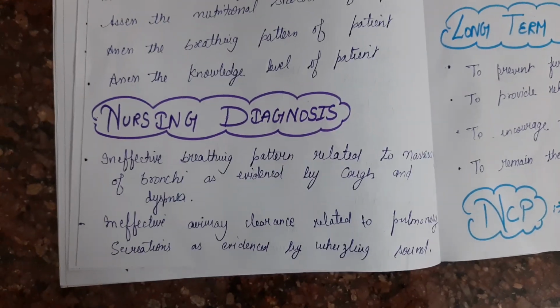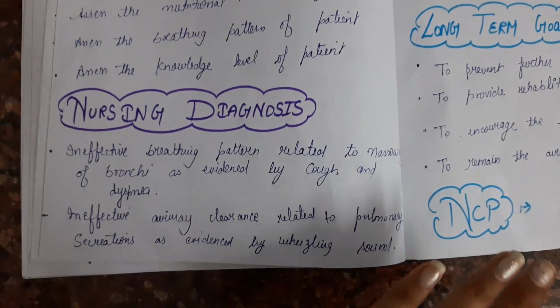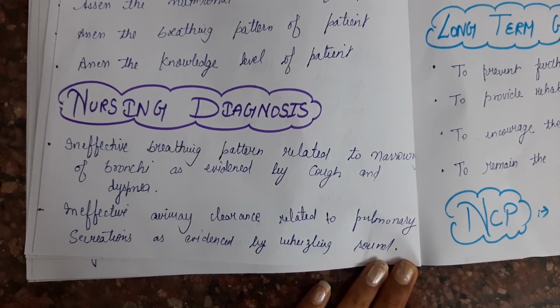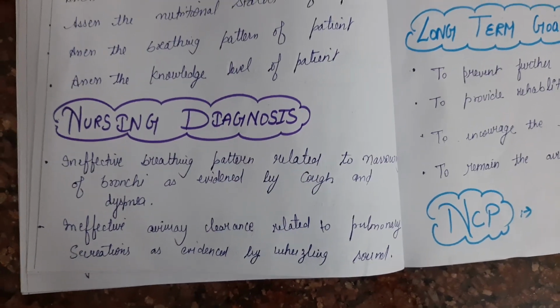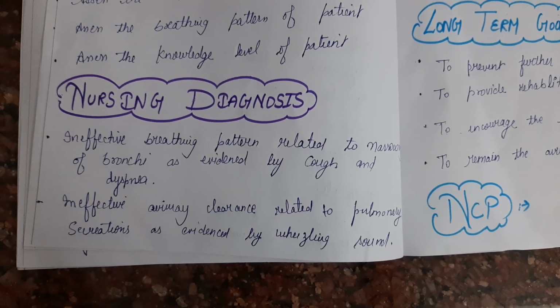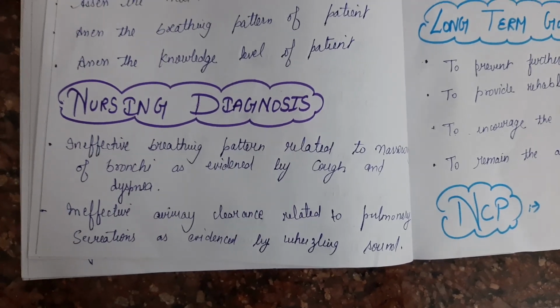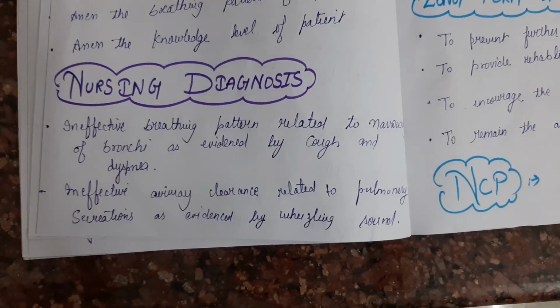Next is the ineffective airway clearance, related to the pulmonary secretions, as evidenced by the wheezing sounds. When the patient coughs, we hear the wheezing sounds, from which we know that there are secretions in the airway of the patient. So we need to clear the airway of the patient with the help of suctioning.